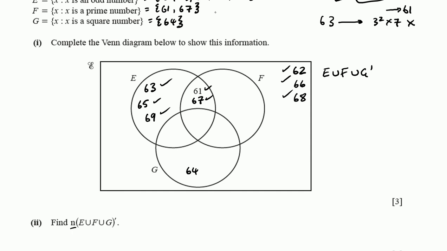Little n asks for the number of elements that satisfy it, so I don't make a list. I count up how many numbers I've got. 1, 2, 3, 4, 5, 6, 7, 8. 8 numbers satisfy that condition.